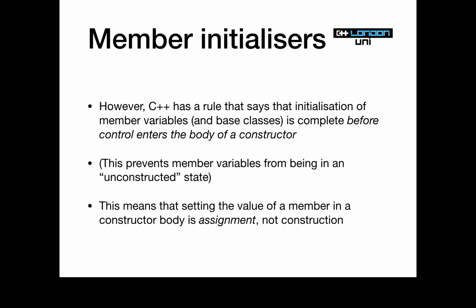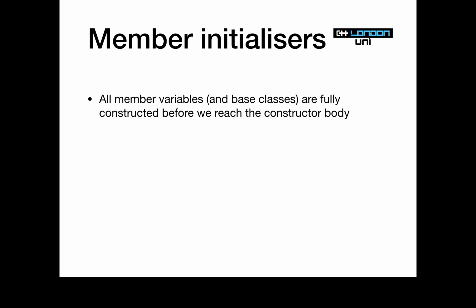So it means that when we do something that we saw in the last slide, where we just had i equals whatever I said it was, 42, that's an assignment. It's not construction. We've already constructed the int, or perhaps a string would have been a better example because a string has a constructor. We've already constructed it, and then what we're doing afterwards is assignment. So all our member variables and our base classes are fully constructed before we reach the constructor body. It's really important to know that.